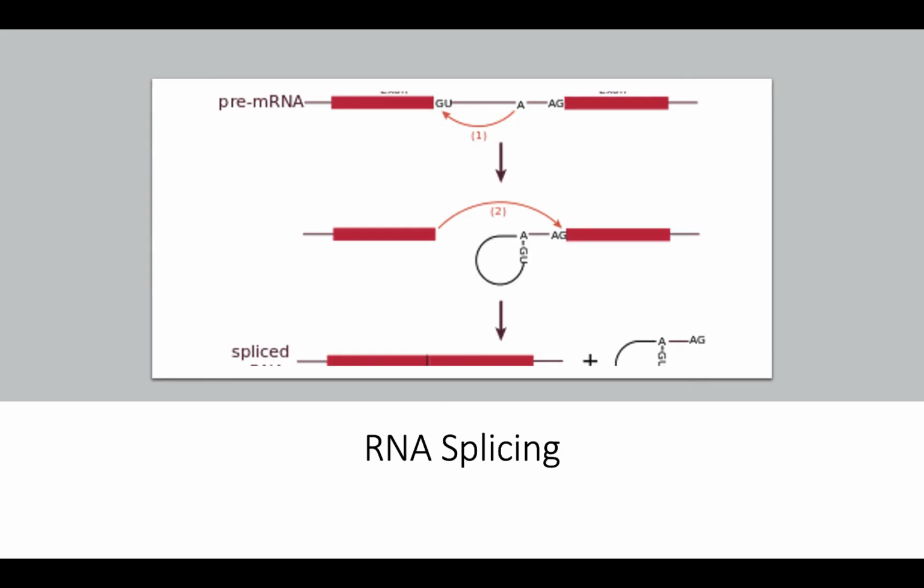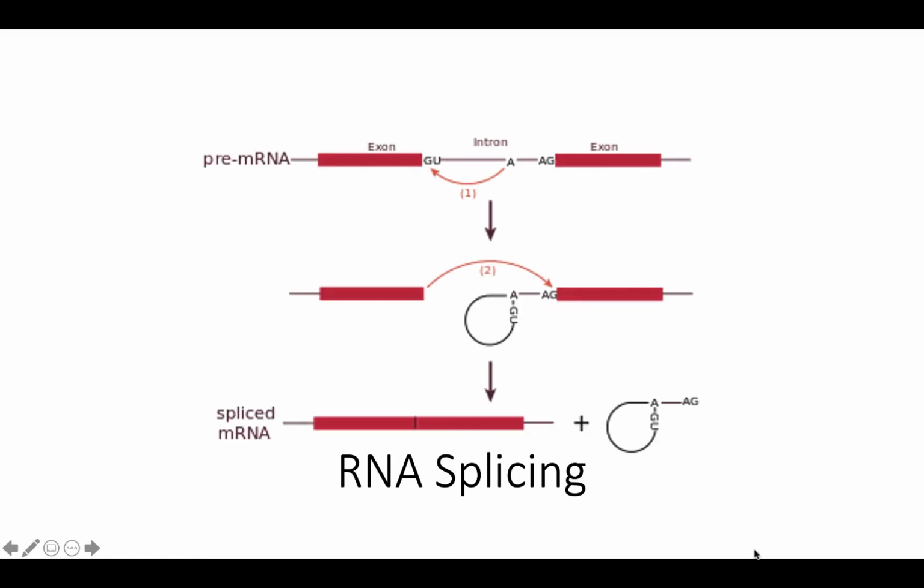This is a picture of it. Let me just fix that again. Okay, I think this is slightly better. So this is the first exon, this is the second exon. This is the GU, and this is the AG.